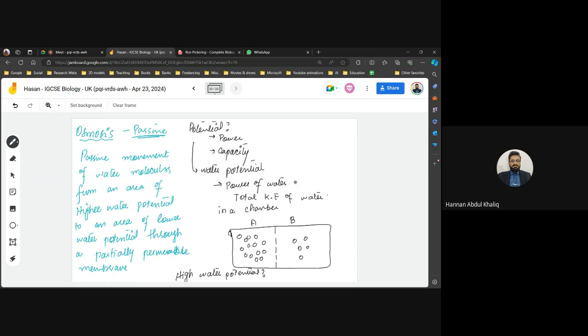You can also say the extent of collision can also explain the potential of water. It means that the higher the collisions, the higher the water potential.